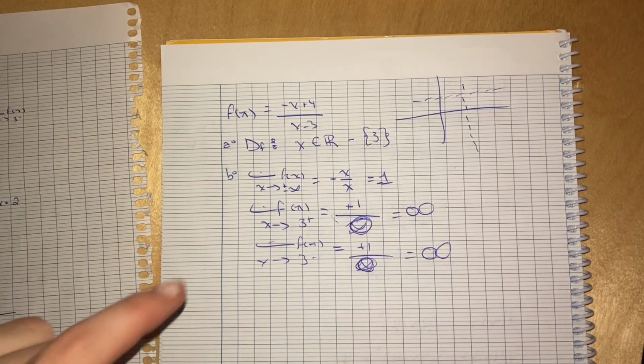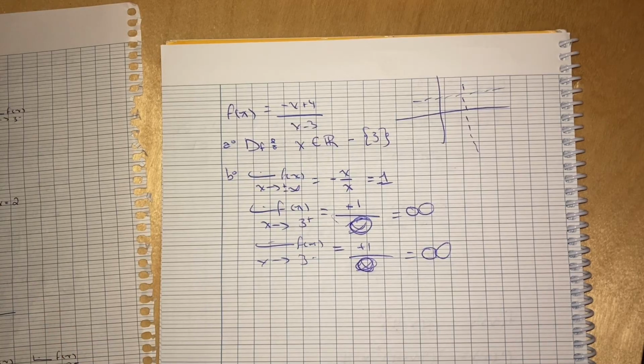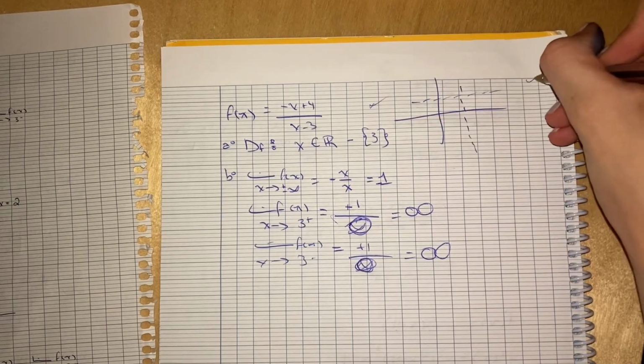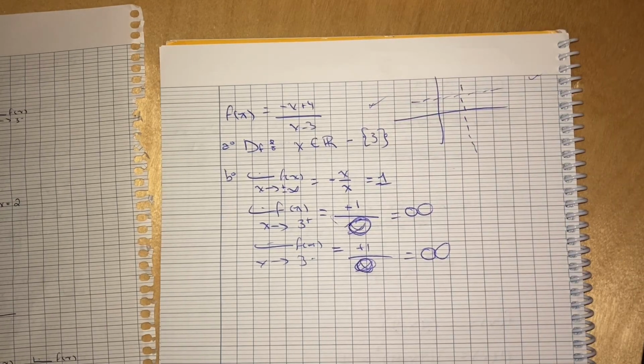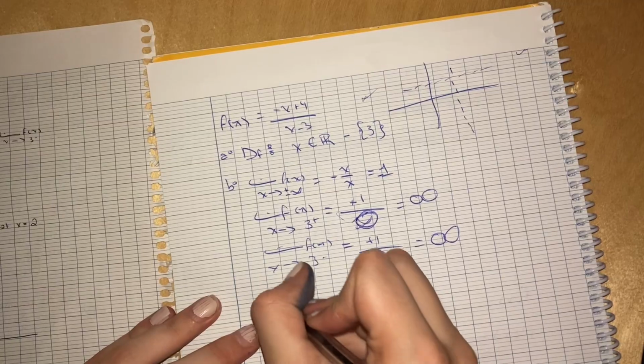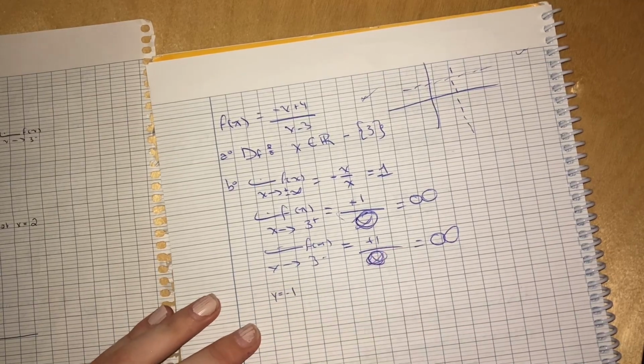So what we need to find is, as x tends towards infinity, what is y? And as y tends towards infinity, what is x? Essentially, what that means is, when x is infinity, which is all the way over here, what is y? In this case, when x is infinity, y is minus 1, right?